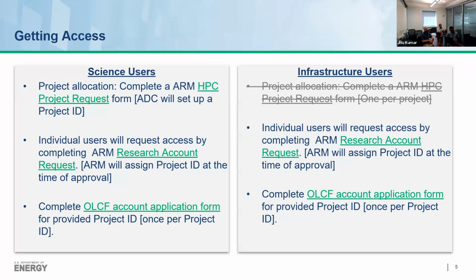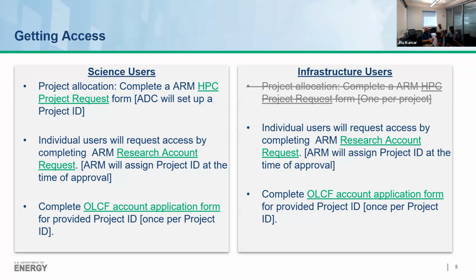Science user, that's the broader scientific community. You may have an ARM or ASR funded project. You're working with these data sets. You're trying to do some analysis. You would like to have an allocation on resources. So the first step is to complete an ARM HPC project request form. Again, I will make these slides available, and all the links are hyperlinked on the slide that you can use.